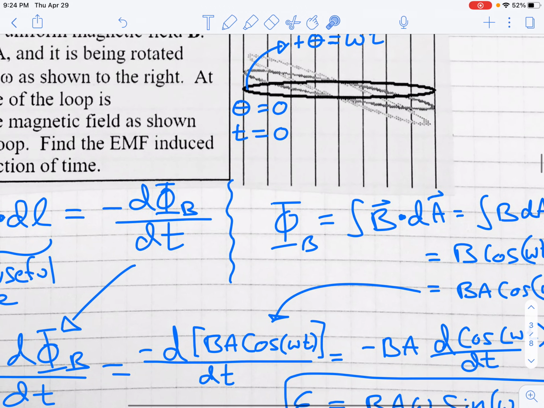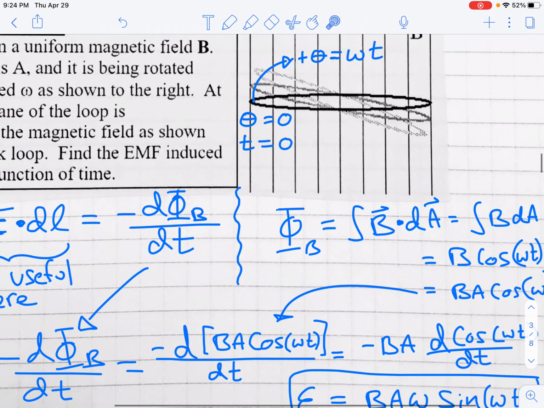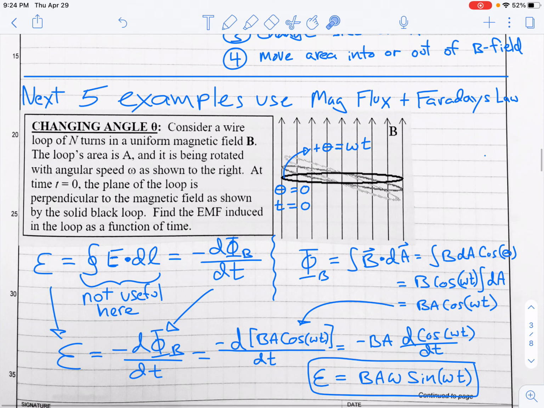And in this case, we have a circle, right? So just plug everything in. It's the time derivative of BA cosine omega t. Right, and theta was omega t. We established that up there. When you take the derivative of cosine, it's negative sine. Negative and negative will cancel out. BA omega sine omega t.